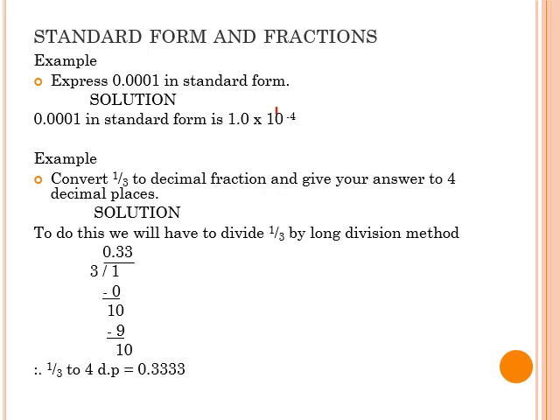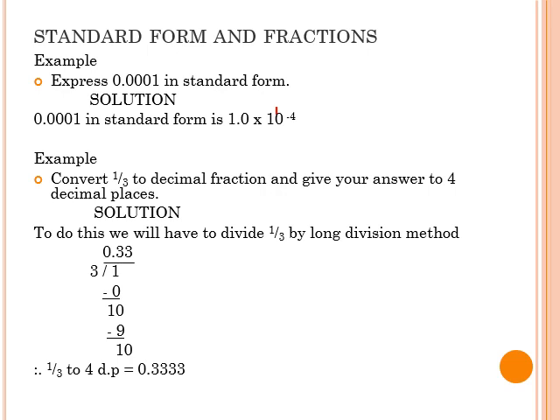Now, how do we convert fractions to decimal fractions? We have to divide it by the long division method. So when we divide this, we will have 3 outside the long division sign and 1 inside. 3 will go into 1 how many times? 3 cannot go into 1. So we'll write 0 here. Then multiply. 3 times 0 is 0. 1 minus 0 is 1.